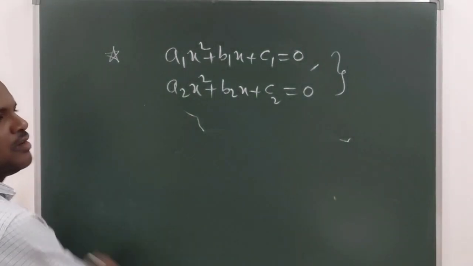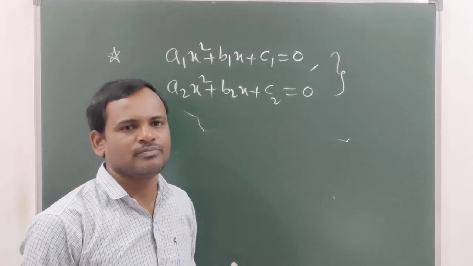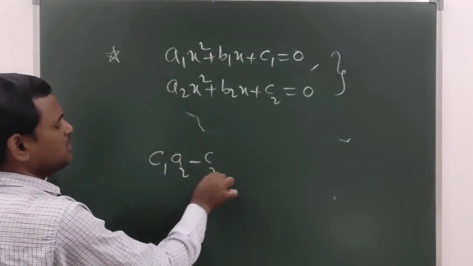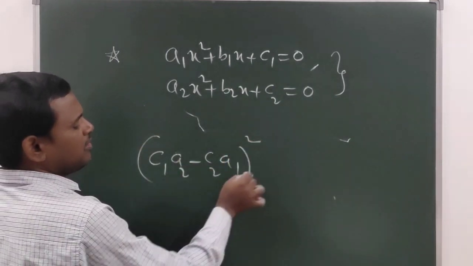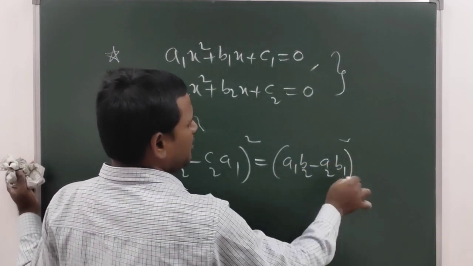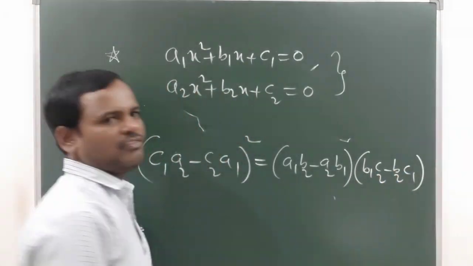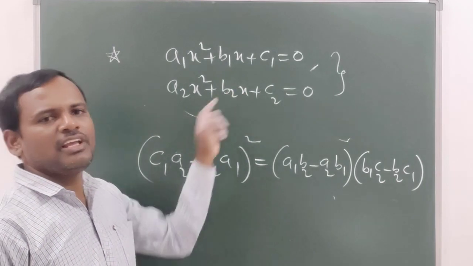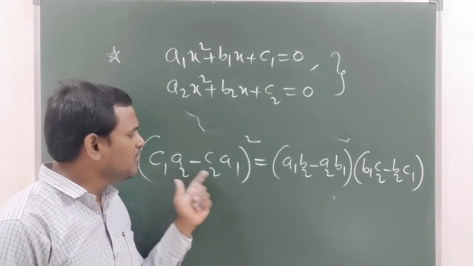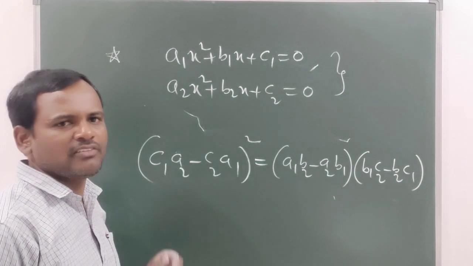If only one root of these two quadratic equations is the same, then we get this condition: (c1a2 − c2a1)² = (a1b2 − a2b1)(b1c2 − b2c1). If any one root of these quadratic equations is the same, then we get this relation between the coefficients of terms of these two quadratic equations.